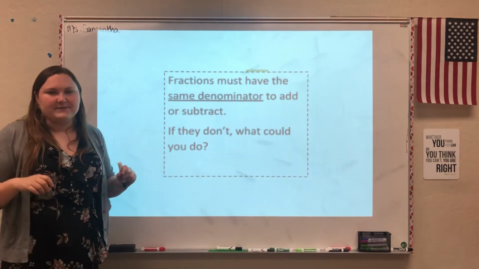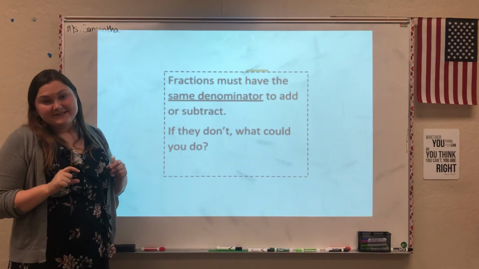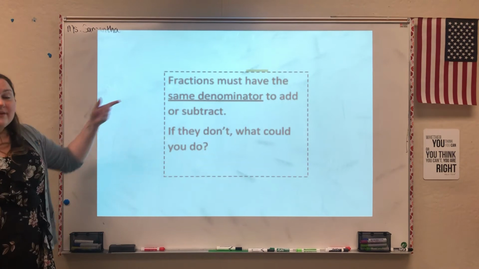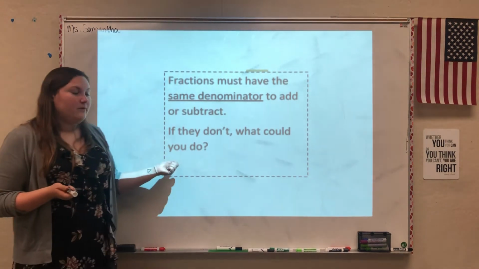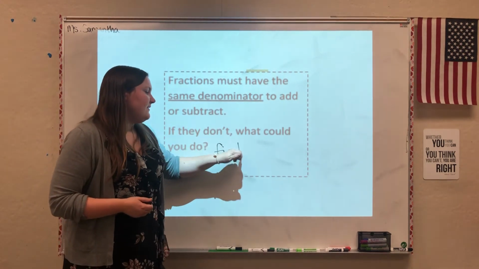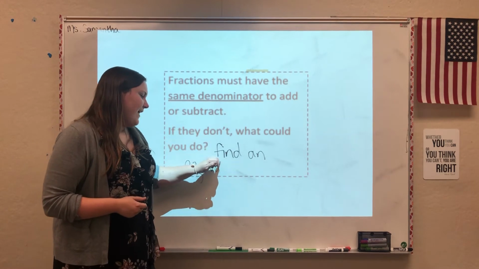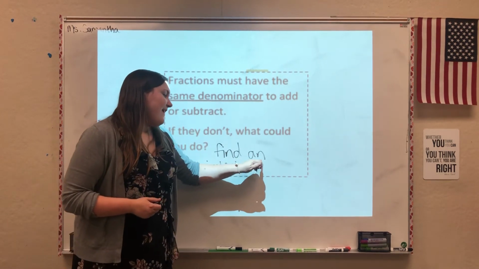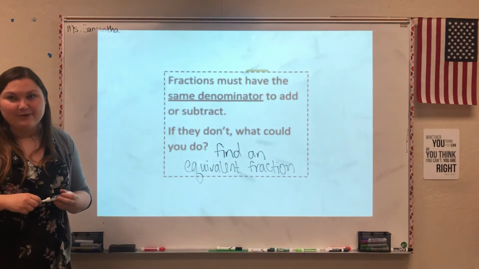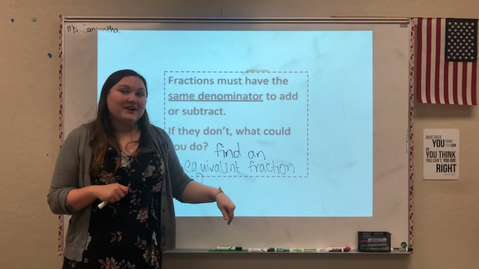That's what we were doing that last one. We changed 1/3 so that it had the same denominator, a denominator of 6, just like the other fraction. How did we do that? If I don't give you 2 fractions that have the same denominator, what could you do? Well, you can find an equivalent fraction. We found that equivalent fraction by multiplying here. We found what number we needed to multiply the one fraction by to have the same denominator as the other fraction.